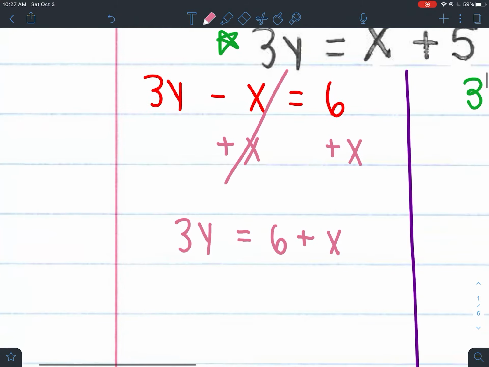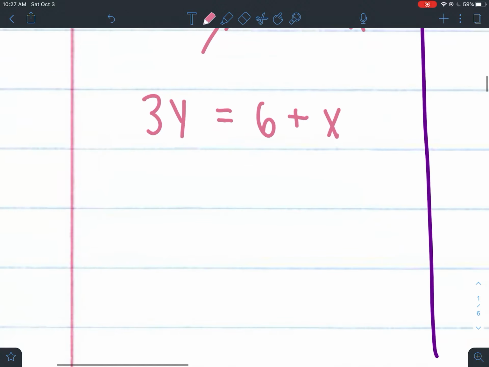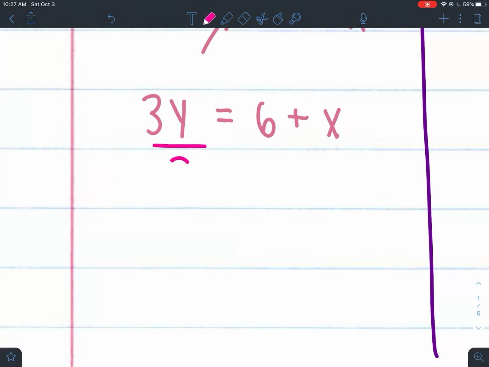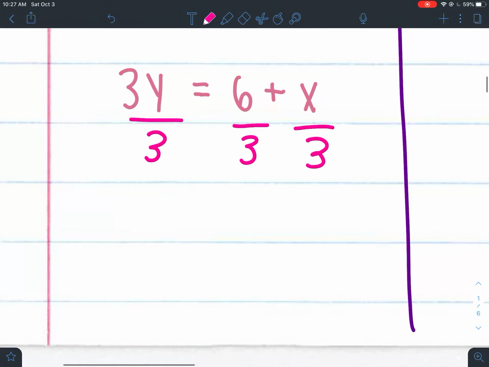Okay? Now, our y is almost by itself, but not quite, right? So we want to get that y by itself, but there's a 3 attached to it, so we're going to divide that by 3, and we're going to divide everything by 3. Okay, well, 3 divided by 3 is going to cancel and give us 1, so we have 1y, but we don't write the 1 there because that line looks weird, equals 6 divided by 3, which is going to be 2.